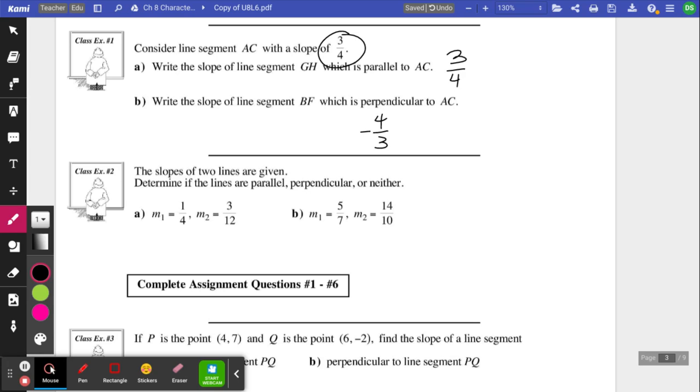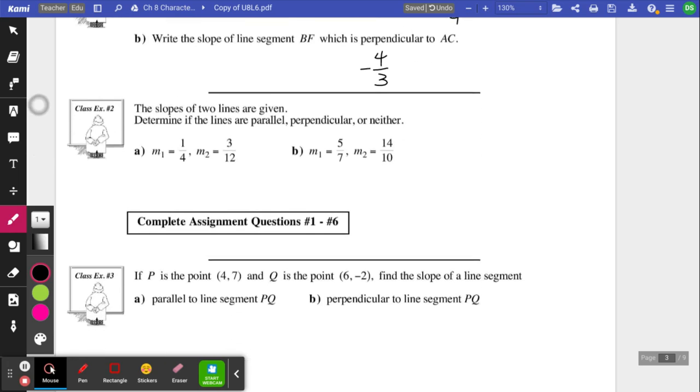Oh, no, but it's the negative reciprocal. It's totally opposite. It's going in the other direction with a totally opposite slope, okay? Because they're perpendicular to each other. All right, so let's talk about that.